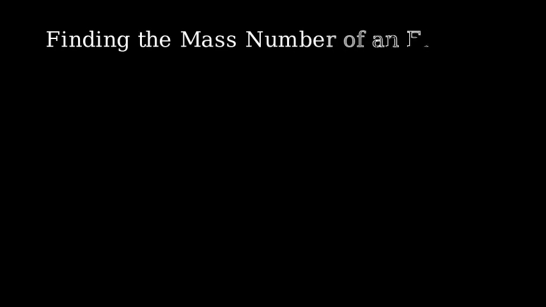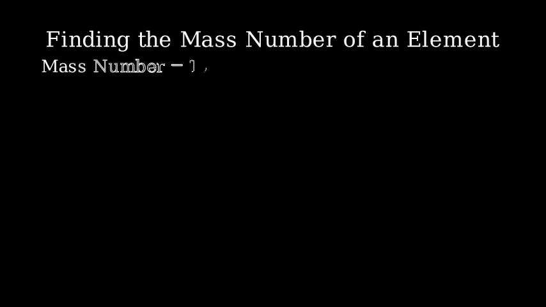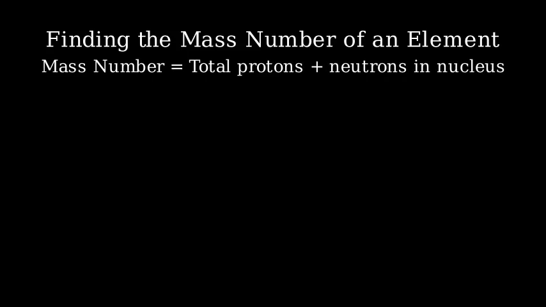Let's learn how to find the mass number of an element. The mass number is the total number of protons and neutrons in an atom's nucleus. Let's understand this by looking at the structure of an atom.